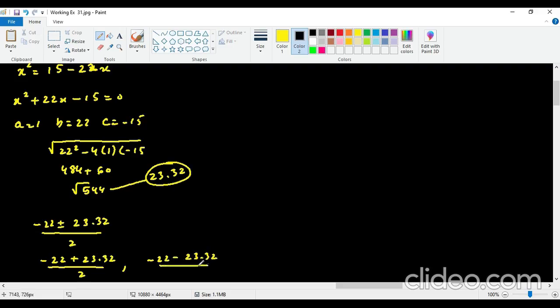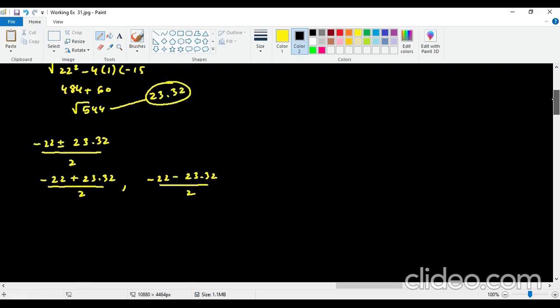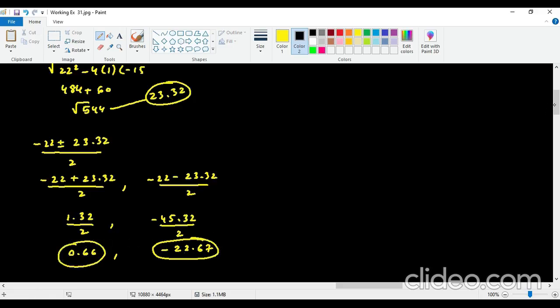When subtracting from this, we are going to get 1.32 over 2, and this one is going to give us negative 45.32 divided by 2. So the first one is going to give us 0.66, and the second value is going to be negative 22.67. These are the two values of x that you get using the quadratic formula. Moving on to the next question. Question number 12.